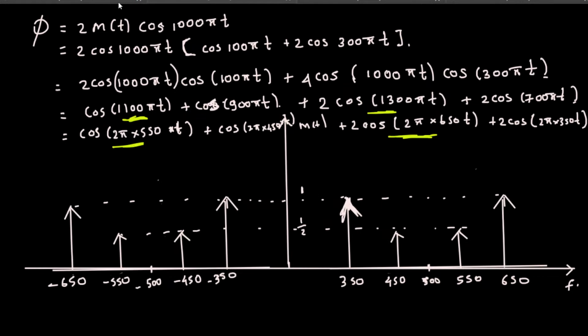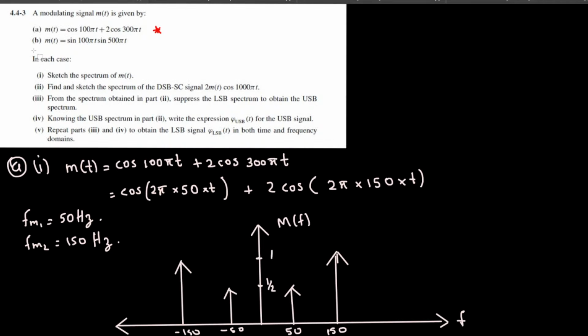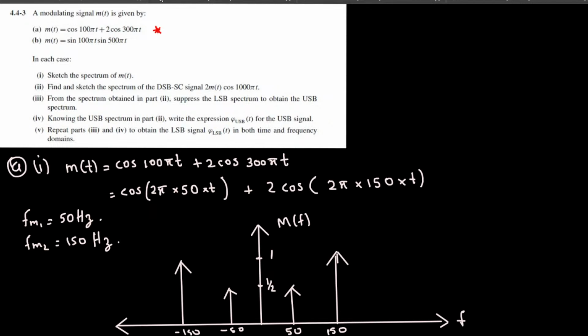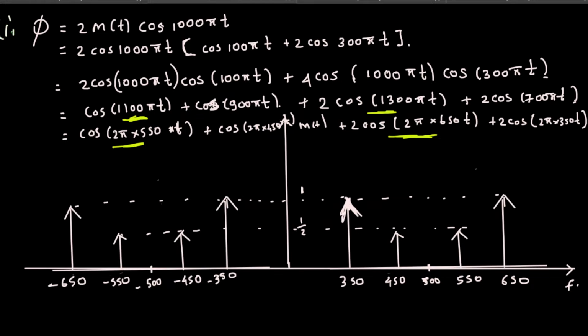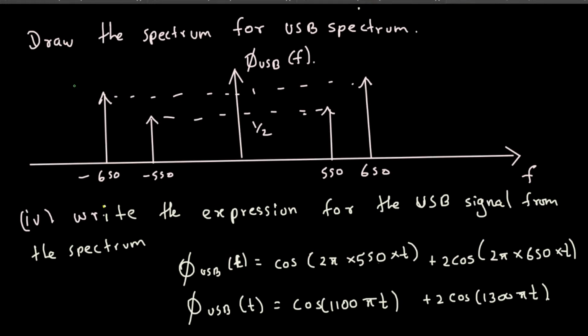I'm kind of confused here. Is it 2 or 3? Yeah, 3 is the one where we write all this. Part 1 is sketch the spectrum, find the DSB-SC, that is part 2. Part 3 is this. Part 4 is this. Now we have to do the same thing for the lower side band.